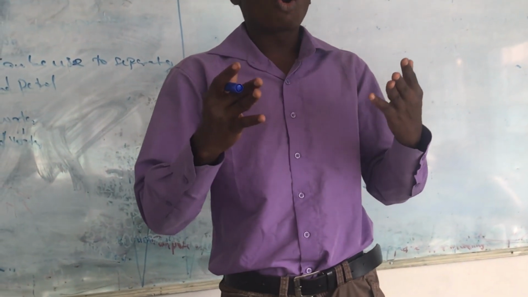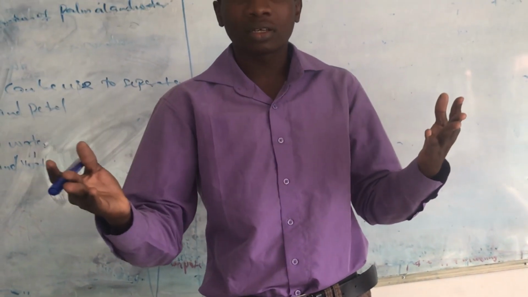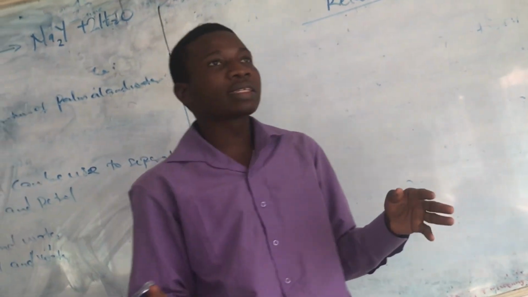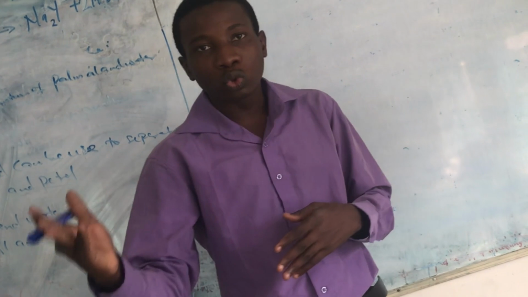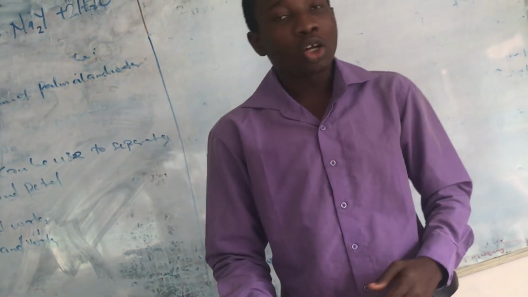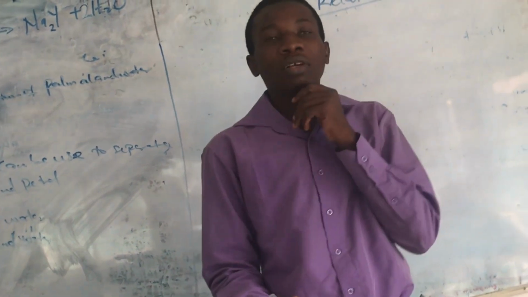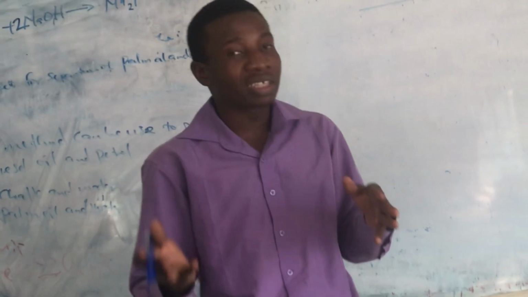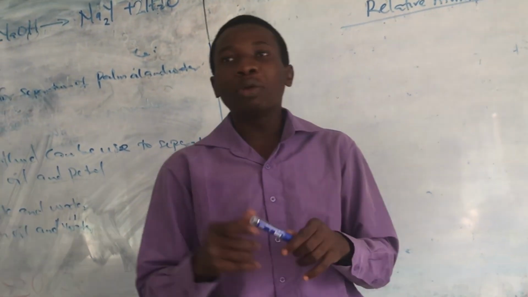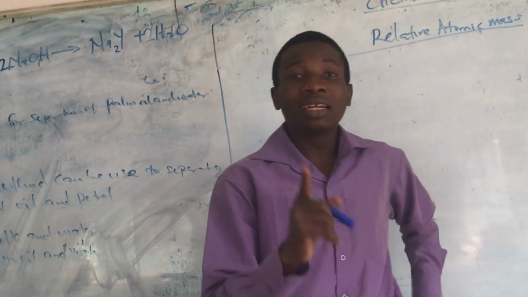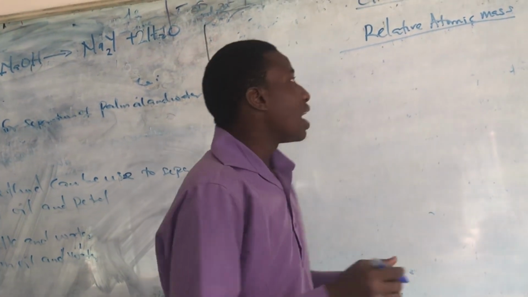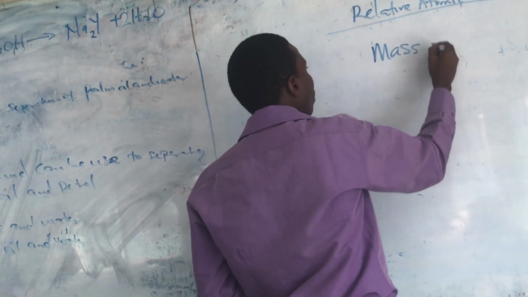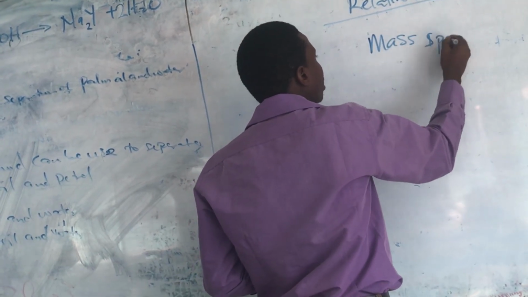There is no one way of getting the relative atomic mass of an element. Some say that if you multiply the atomic number by 2, you get the relative atomic mass. Not for all elements. There are some elements whose relative atomic mass is not 2 times the atomic number. So normally you have an instrument for measuring the relative atomic mass, and the name of the instrument is the mass spectrometer.